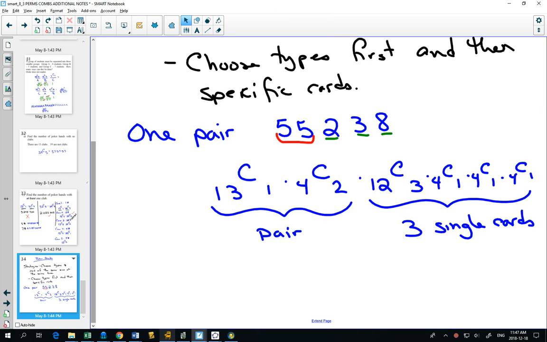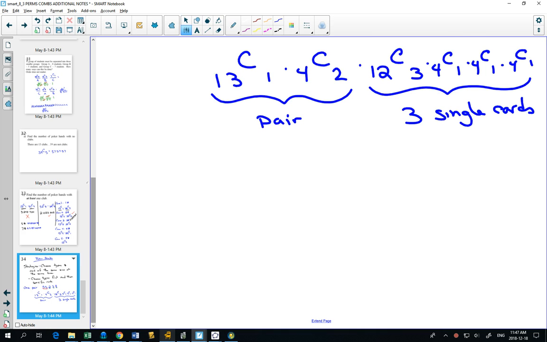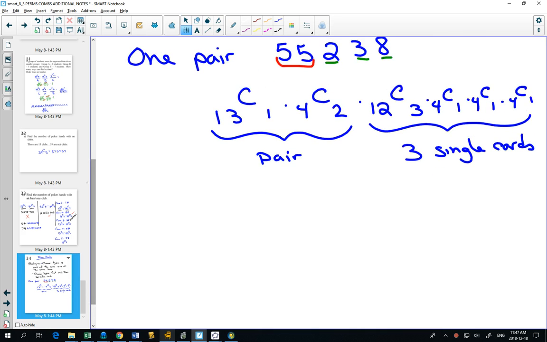So if someone would type this into the calculator, we'll write the number down. And then we'll look at, we're trying to count all the poker hands that have a pair in there. 2 of one kind, or 2 of one type and 3 other types or 3 other kinds.